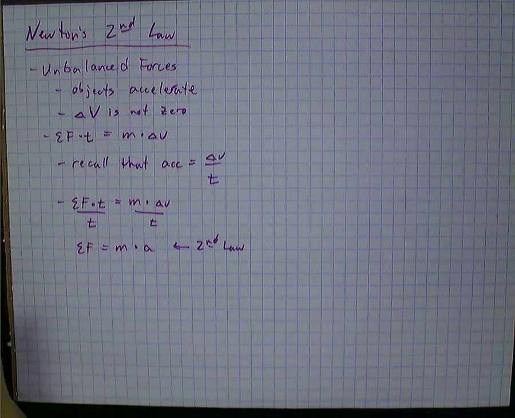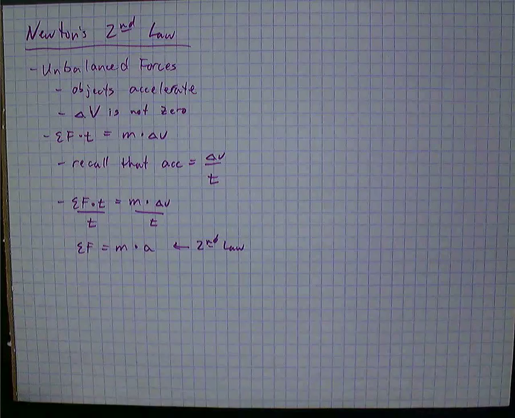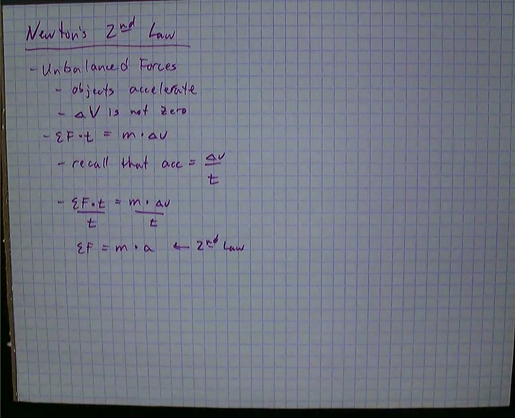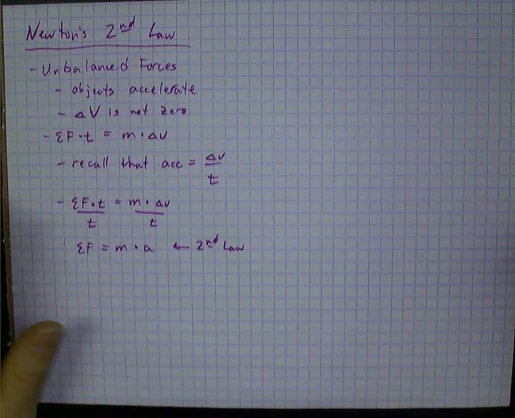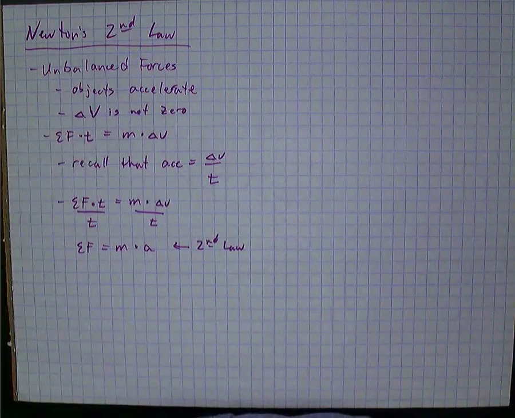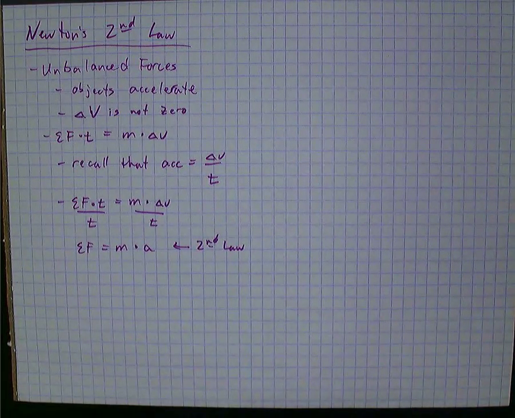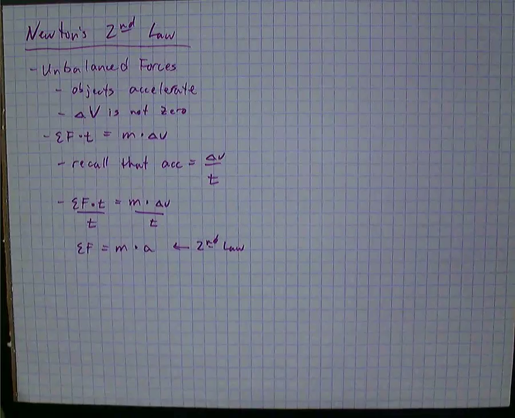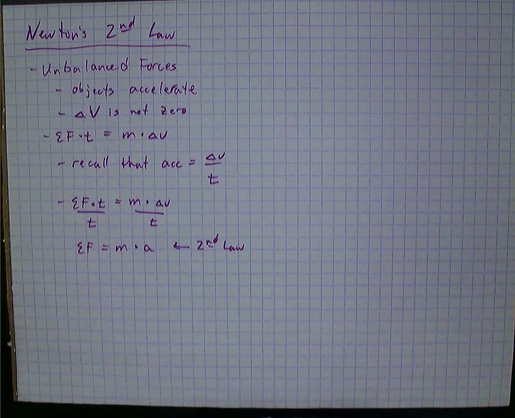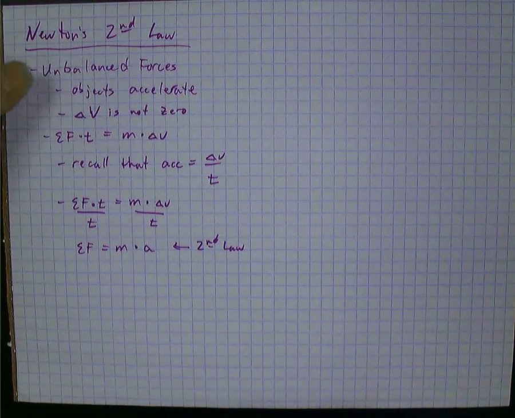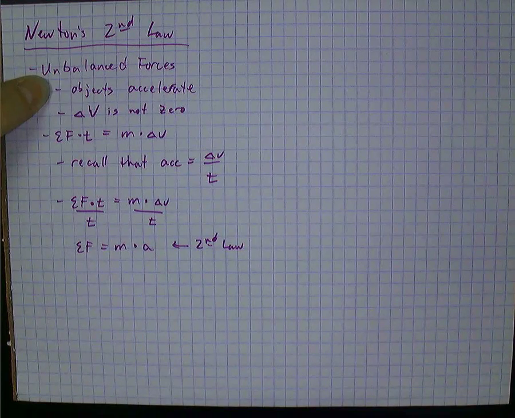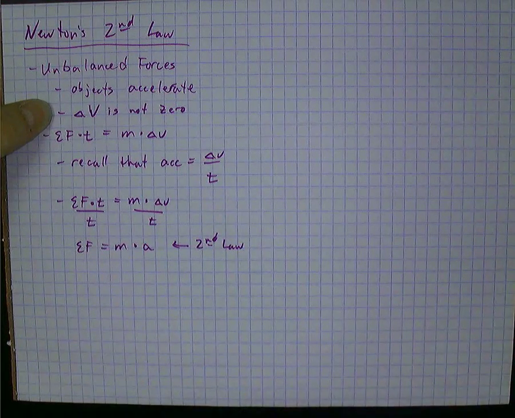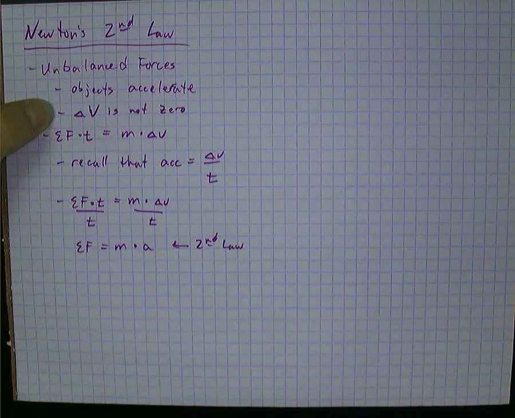We're going to be talking about Newton's second law. All of our previous work has been on Newton's first law or third law, in which we had balanced forces and there was no acceleration. Now we're going to talk about what happens when there are unbalanced forces and objects accelerate. Acceleration means that objects change speed, so the delta V is no longer zero.